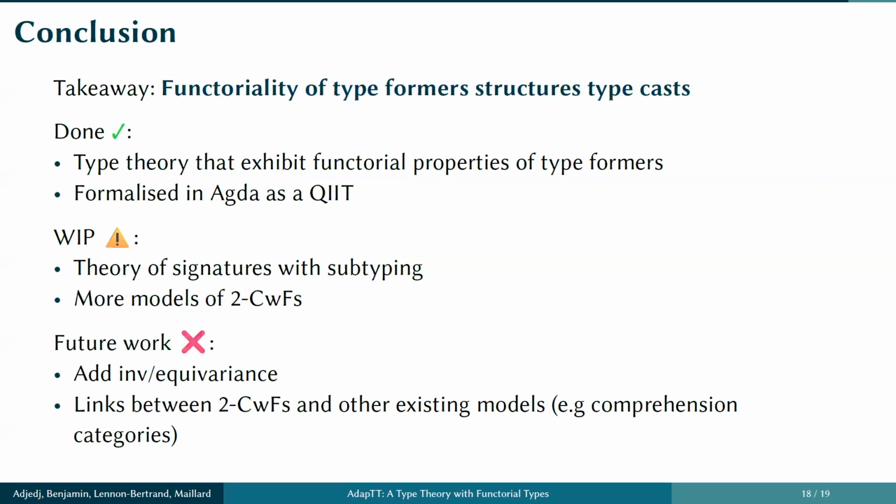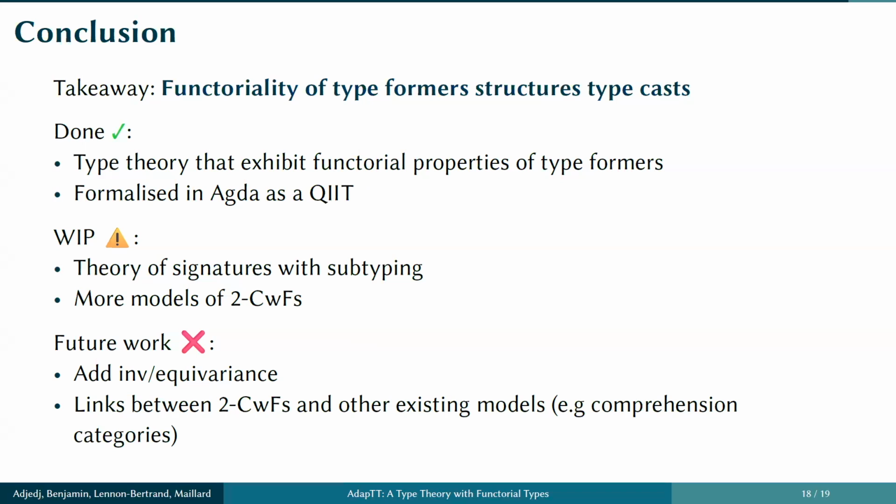To conclude, the main takeaway from all this is that functoriality of typeformers structures typecasts in any dependent type theory. Not just for subtyping, but all of this applies as well for observational equality, for example. So what we have so far is a nice type theory that exhibits functorial properties for pretty complex typeformers. All of this has been formalized in Agda to ensure that I wasn't saying random things that don't make sense.